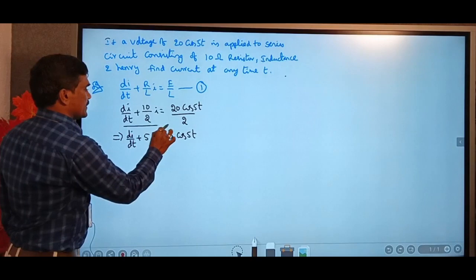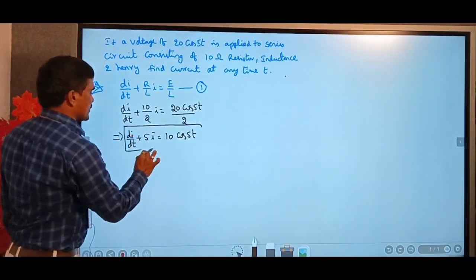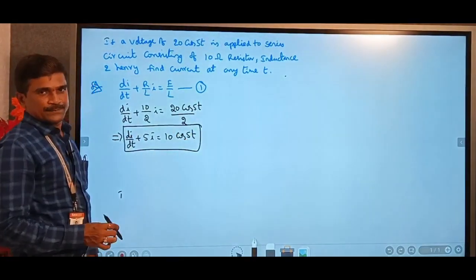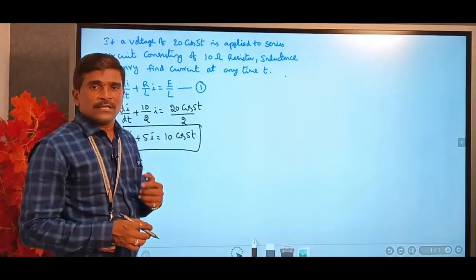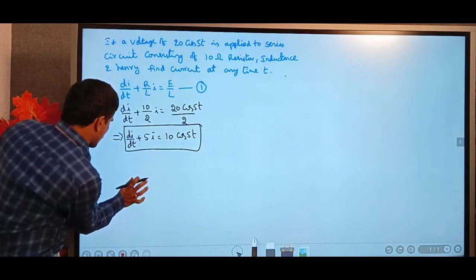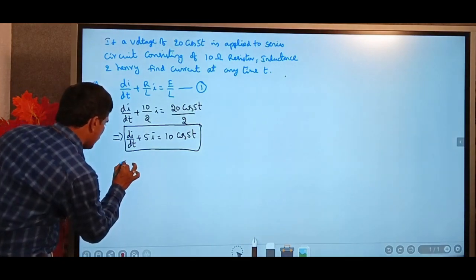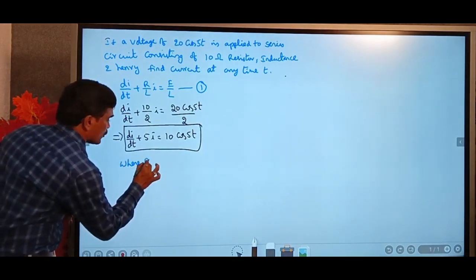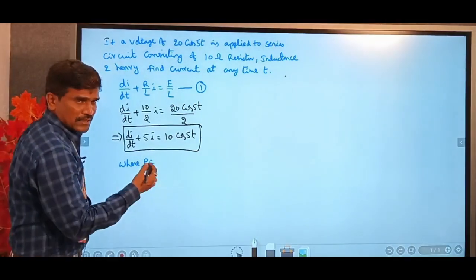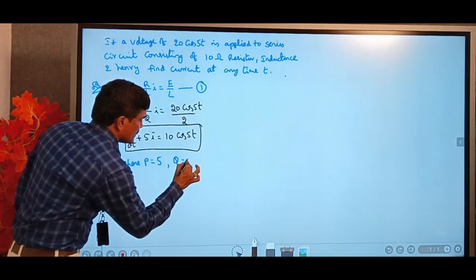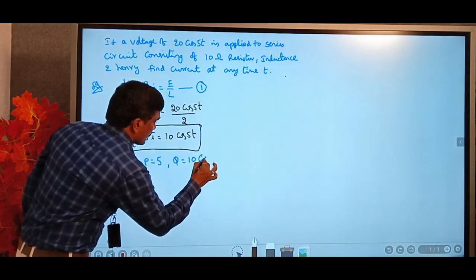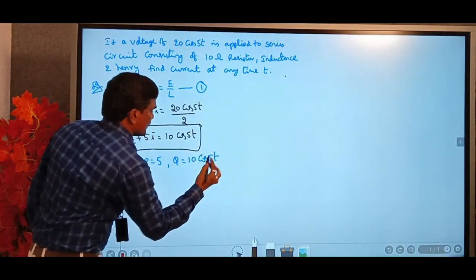So clear, it is a linear differential equation in I. Now compare with the linear differential equation. So then write what is P and Q here. Compare with the general equation. So P is 5 and Q is 10 cos 5t.